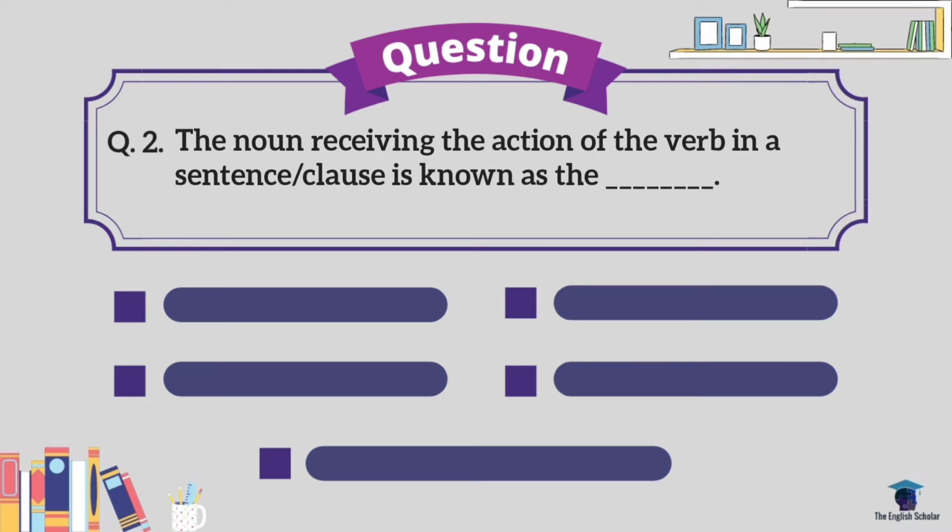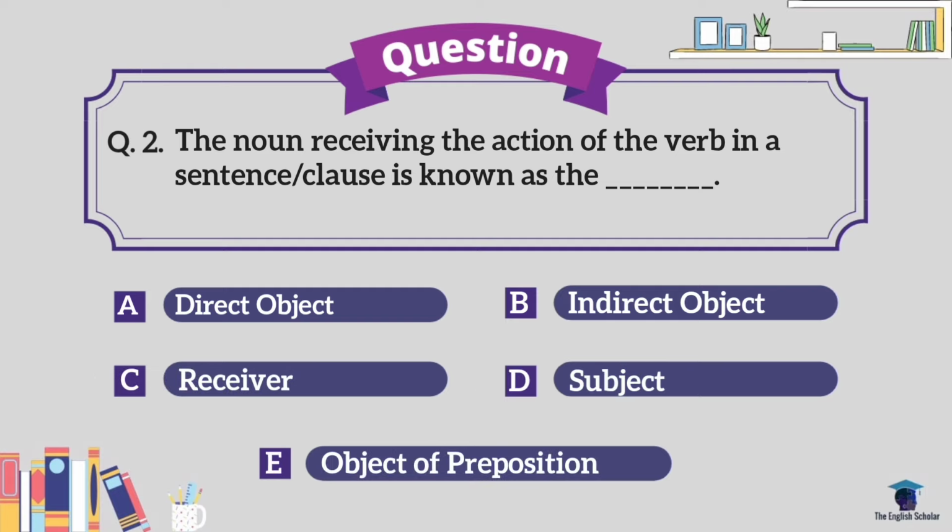2. The noun receiving the action of the verb in a sentence or clause is known as the A. Direct object, B. Indirect object, C. Receiver, D. Subject, E. Object of preposition. Your 15 seconds starts now. Time is up. The correct answer is letter A. Direct object.